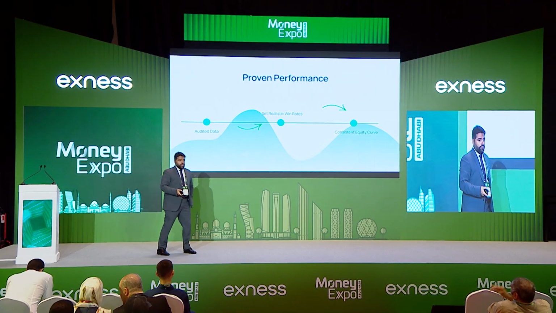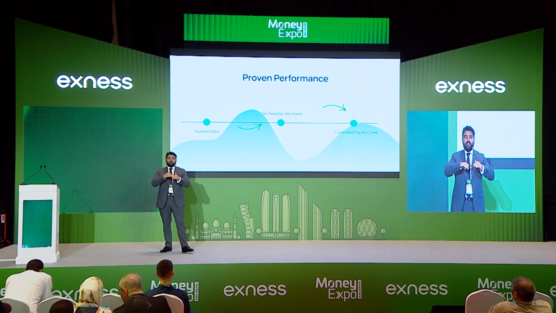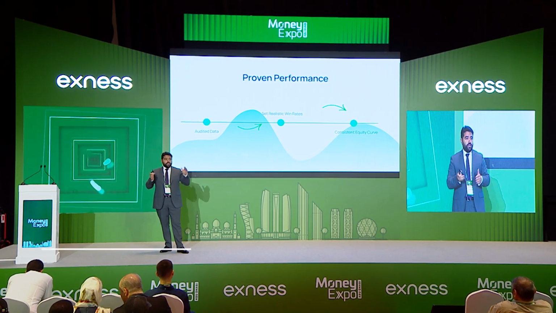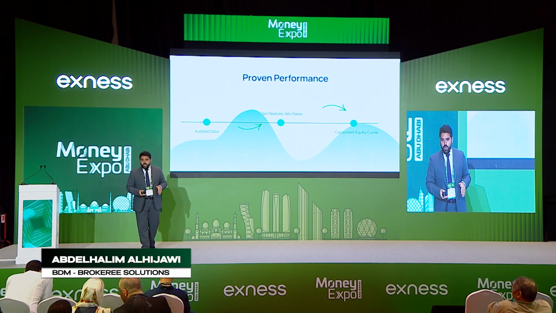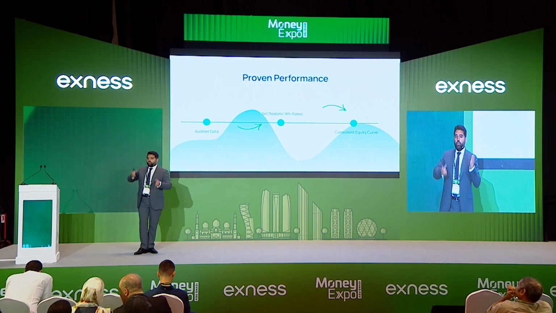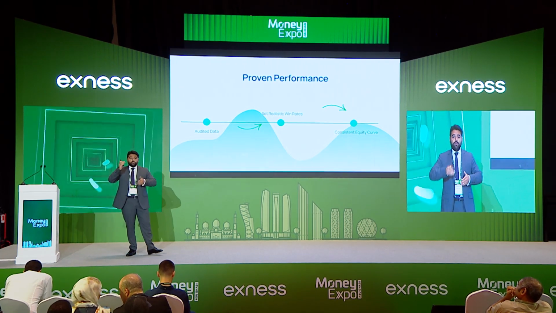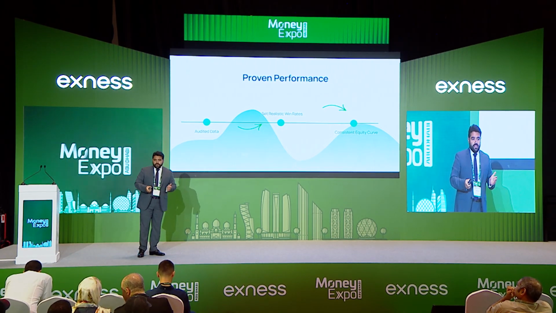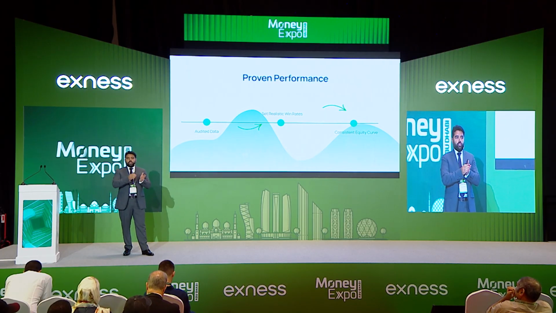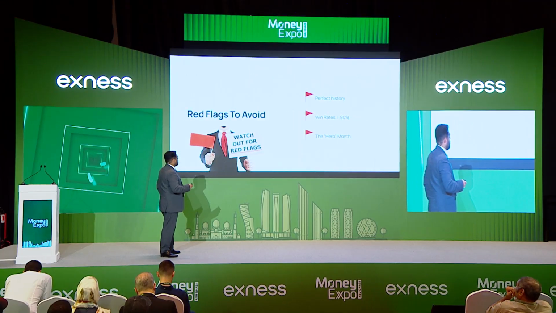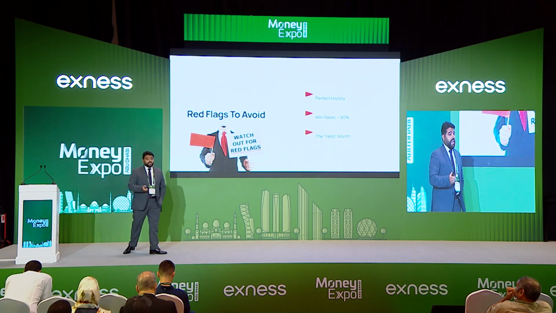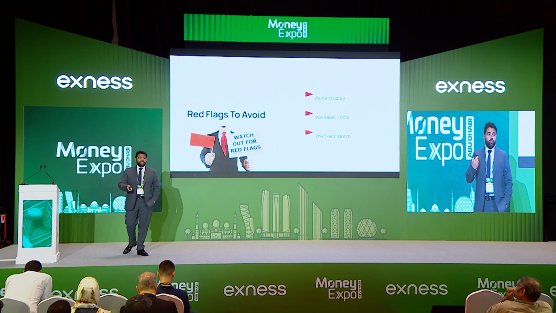And then we have the consistent equity curve. So when you check the data that's provided by the provider, you need to check the consistency of the equity curve. Are they consistent, or do they have lots of drawdowns, or lots of spikes? This is very important to check, and also to check over time. And we go back to the account maturity. We have here the red flags to avoid when choosing a provider.